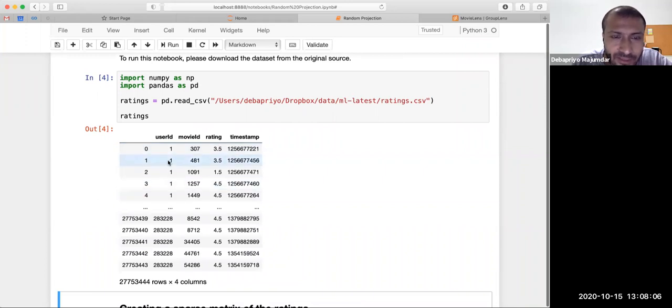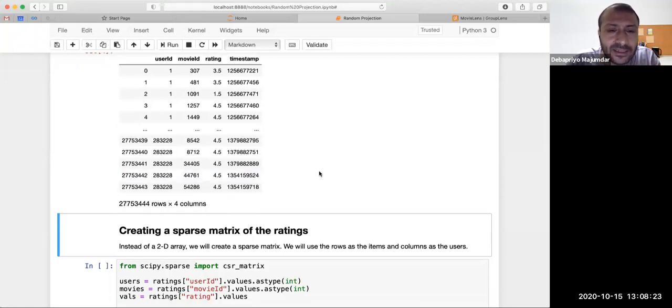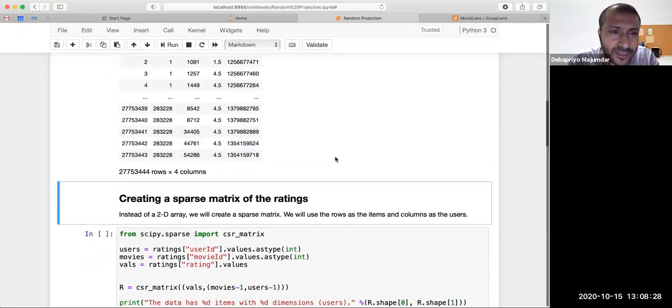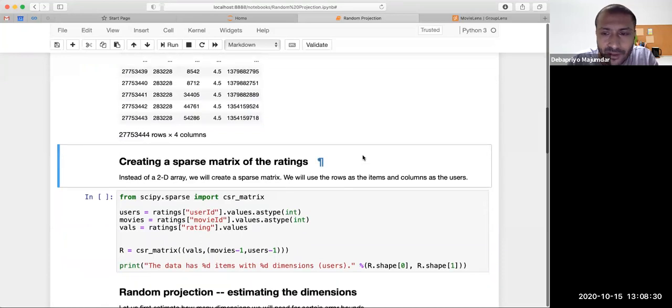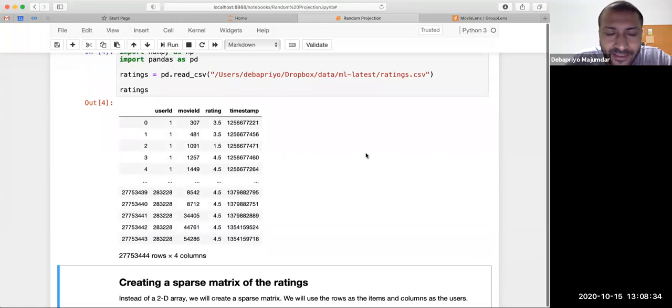If the user has rated a movie, then we have user ID, movie ID, rating. So it's a sparse matrix. There are 27 million rows, which means there are 27 million non-zero entries in the matrix, nearly 28 million rows. Sir, why is it a sparse matrix? Because not every user has rated every movie.